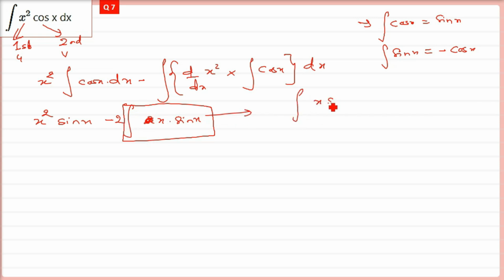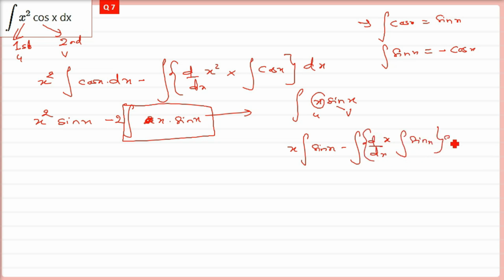So we are integrating it again in the same manner of u and v. Again we have an x, that is the algebraic expression. Sin x is v. So x into integration of sin x, minus integration of d by dx of x and integration of sin x, and this whole result with a dx. What is the integration of sin x? It's negative cos x. What is the differentiation of x? It's 1. What is the integration of sin x? It's going to be negative cos x. That is already done.